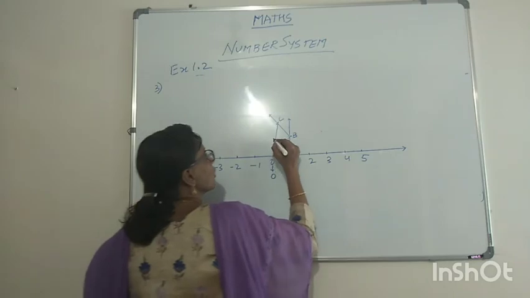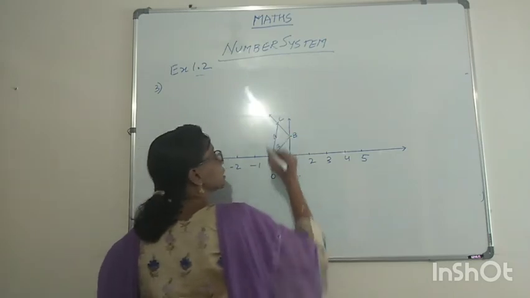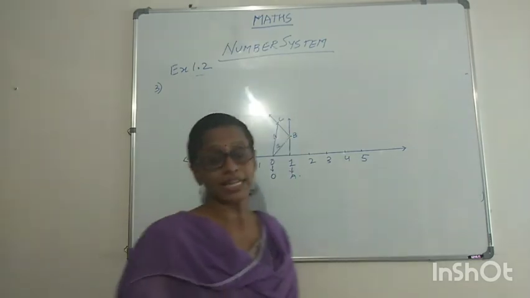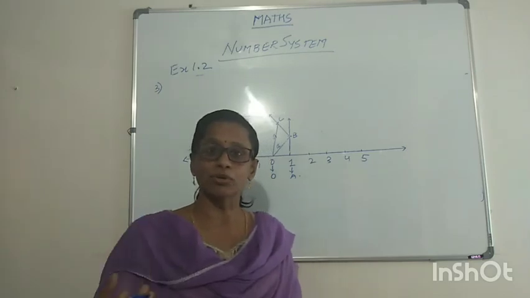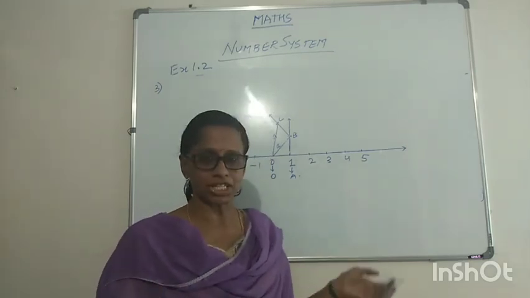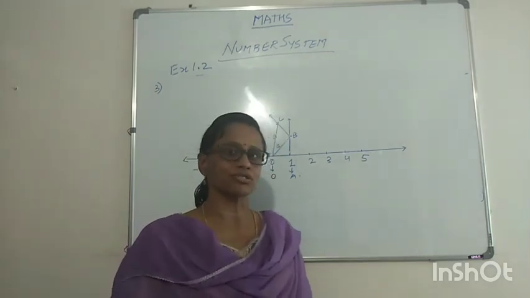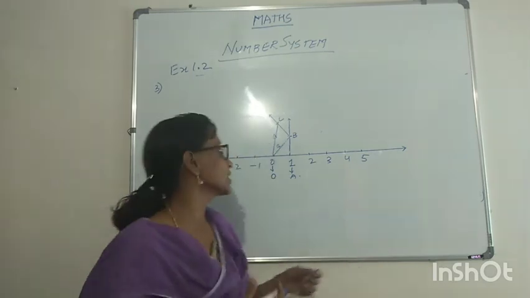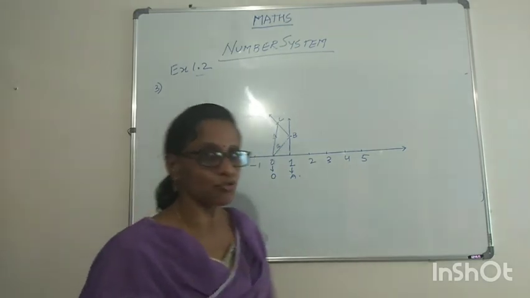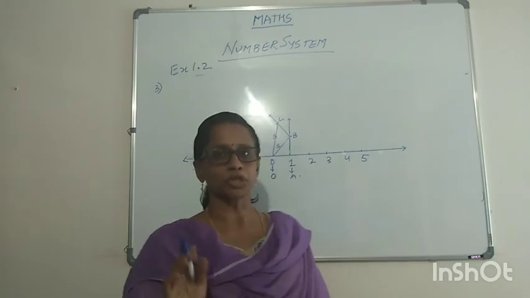Once you have joined O and C, that is representing root 3 for us. Actually we have got root 3. Sometimes when they ask us only root 2 and root 3, you can stop your construction here. But since we are asked root 5, we will proceed. Now we will do the next step and that will give us root 4. One more step and that will give us root 5.